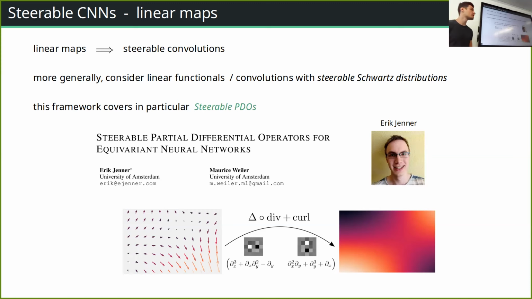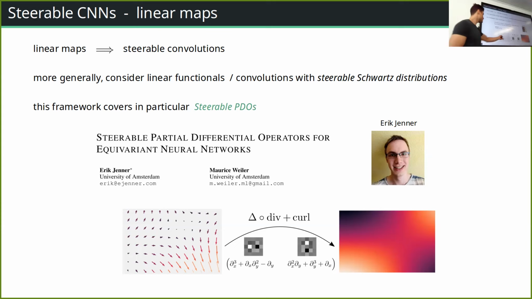Yeah. All right, so we are looking at these integral transforms, but they are actually not the most general linear maps. So if we want to go fully general, we have to look at Schwartz distributions, and you will get distributional convolutions. And that's, for instance, interesting if you want to cover something like steerable partial differential operators, which Erik Jenner worked out also in a master thesis.